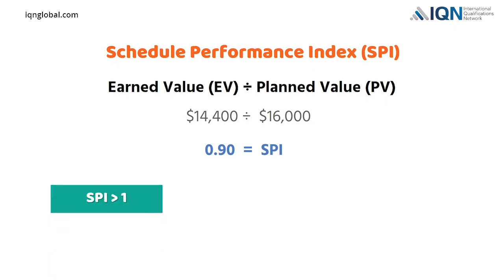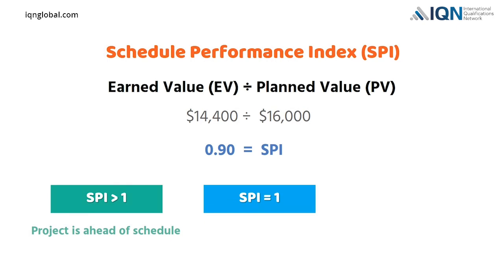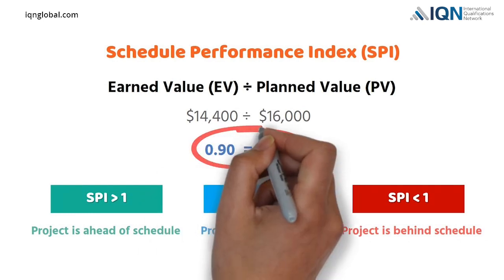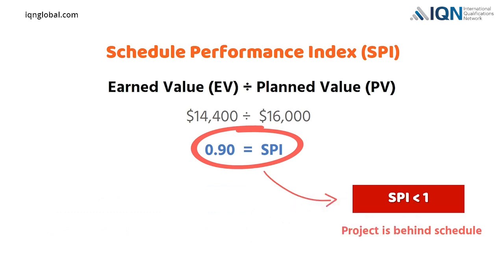An SPI greater than 1 indicates the project is ahead of schedule. An SPI equal to 1 indicates the project is exactly on schedule. An SPI of less than 1 indicates the project is behind schedule. In our example, SPI is 0.9. This indicates our project is behind schedule.